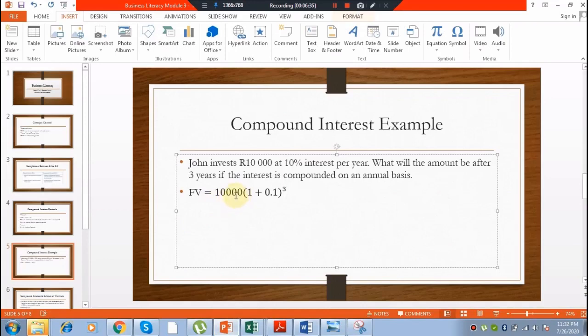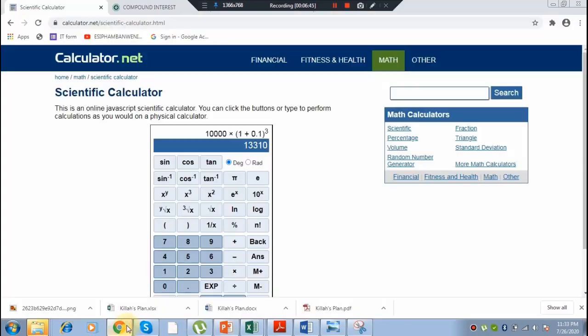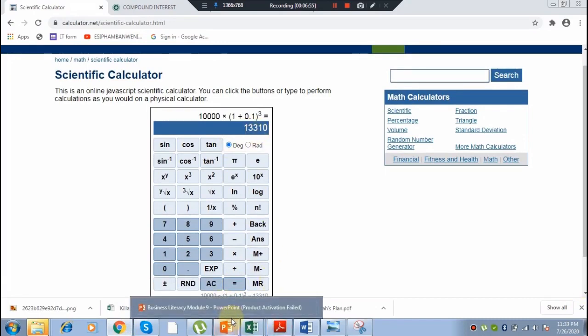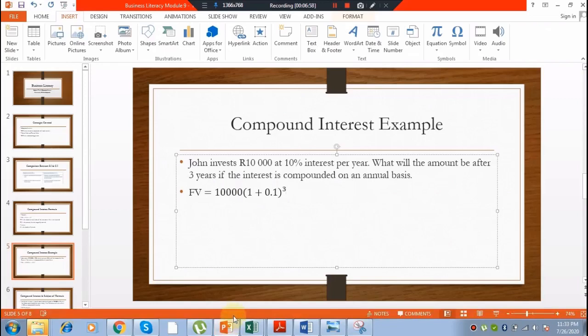The future value is 10,000 times (1 plus 0.1) to the power 3. I just punch in these figures and let the calculator do the calculation for you. That will be my answer there: 13,310. So guys, remember and follow, make sure you understand your calculator. The future value will be 13,310.